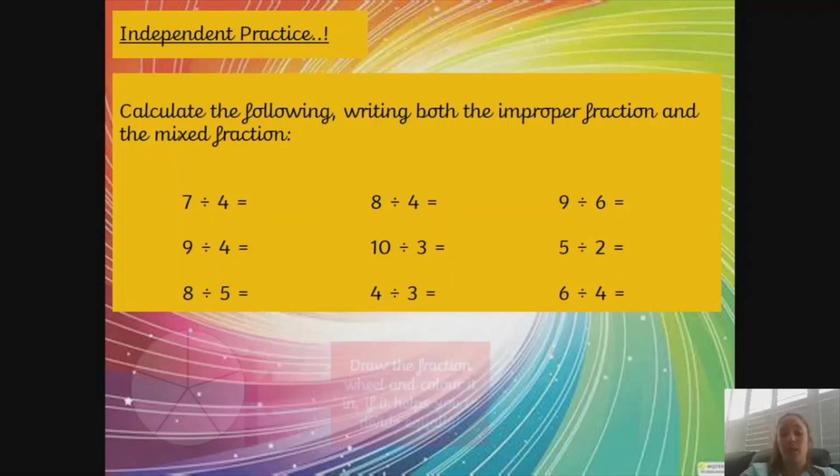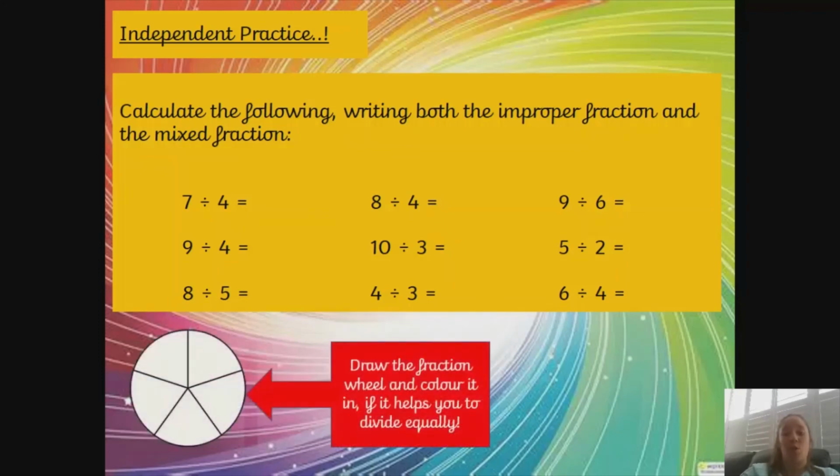Okay, if it helps you, draw the fraction wheel and colour it in. Okay, so if you're dividing by 4, your fraction wheel will have 4 pieces. If you're dividing by 5, your fraction wheel will have 5 pieces. If you're dividing by 3, your fraction wheel will have 3 pieces. And if you're dividing by 2 or 6, again, they'll have the same number, 2 or 6 pieces. Okay, good luck with that. Really take your time. Go back to the video through and through as you wish, okay?